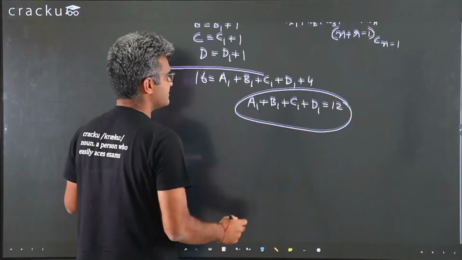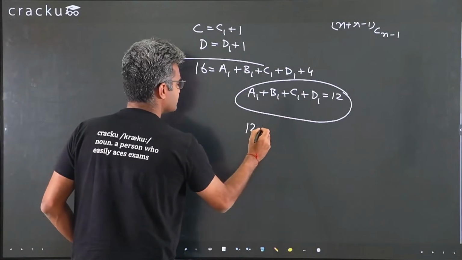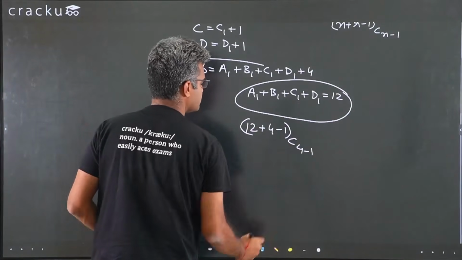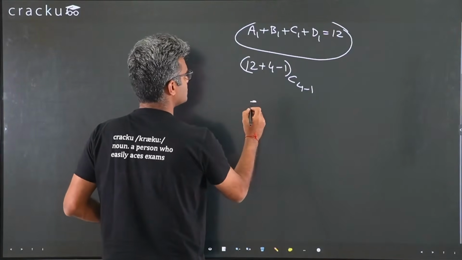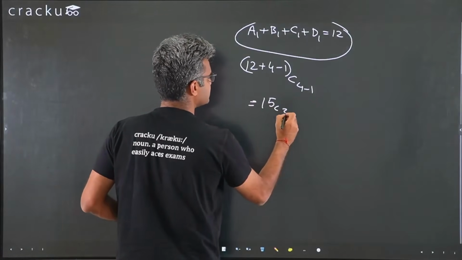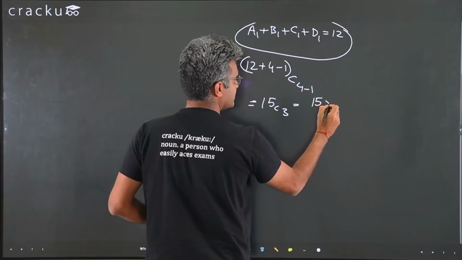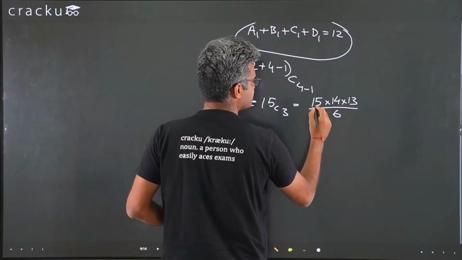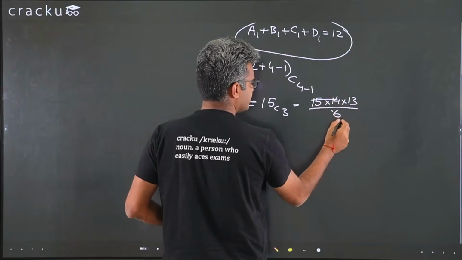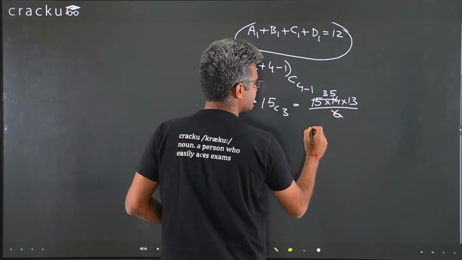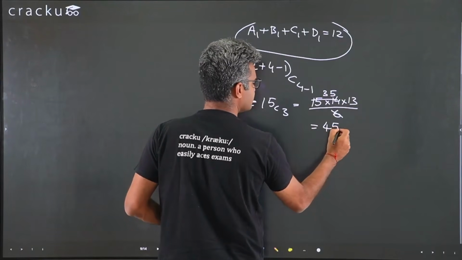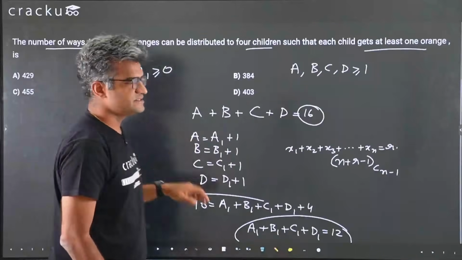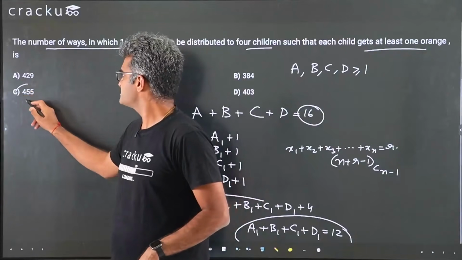In this particular case, it will be 12 plus 4 minus 1 c 4 minus 1. This is equal to 15 c3, which is equal to 15 into 14 into 13 divided by 6. 15 into 14 is 210, divided by 6 is 35. 35 into 13 is 455. So the answer for this particular question is option C, which is 455.